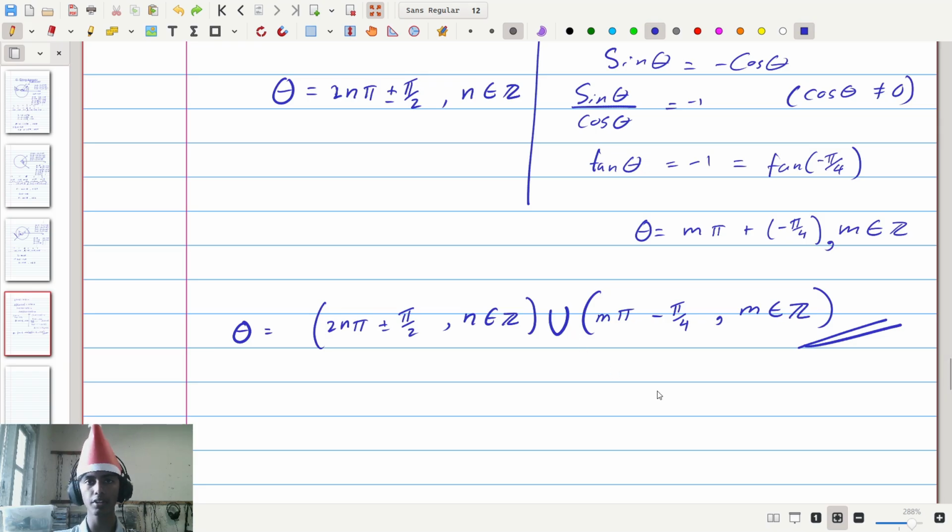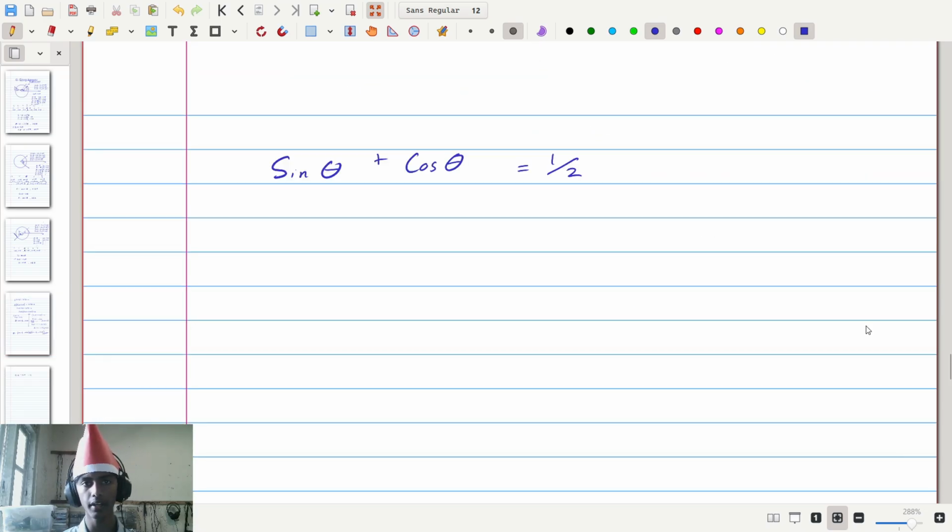Let's now look at a different exercise, with a different kind of question that we need to solve. Here we have another equation: sine theta plus cosine theta equal to half. Let's try to solve this equation.